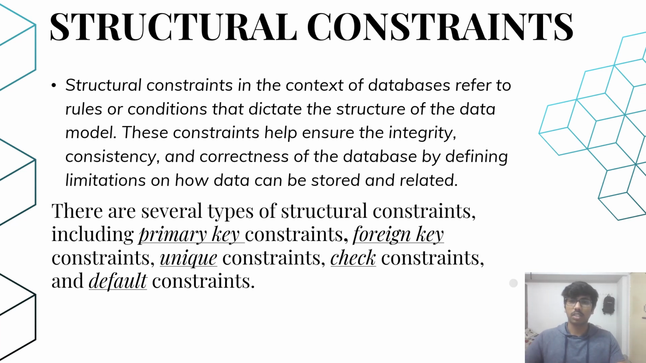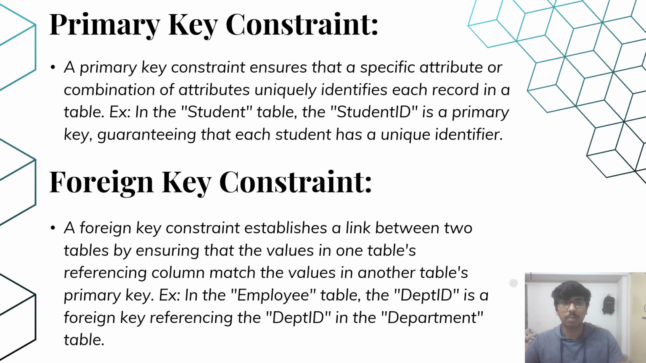Let us discuss. Primary key constraint. A primary key constraint ensures that a specific attribute or combination of attributes uniquely identifies each record in a table. Example, in the student table, the student ID is a primary key, guaranteeing that each student has a unique identifier.